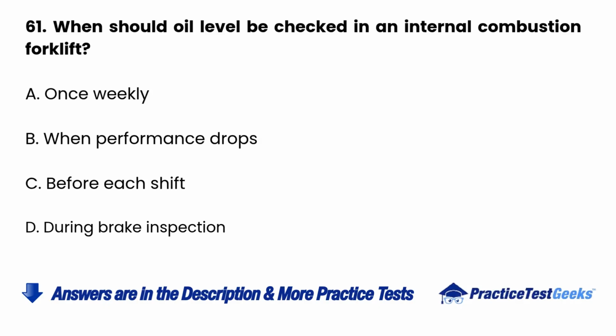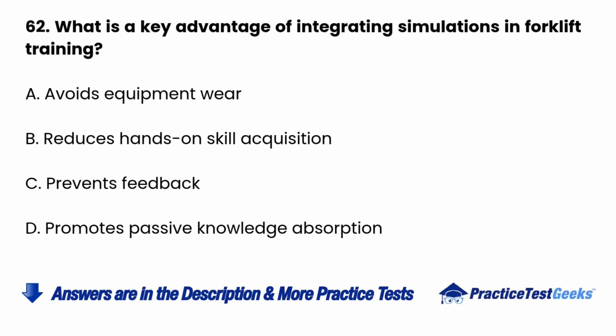61. When should oil level be checked in an internal combustion forklift? A. Once weekly. B. When performance drops. C. Before each shift. D. During brake inspection.